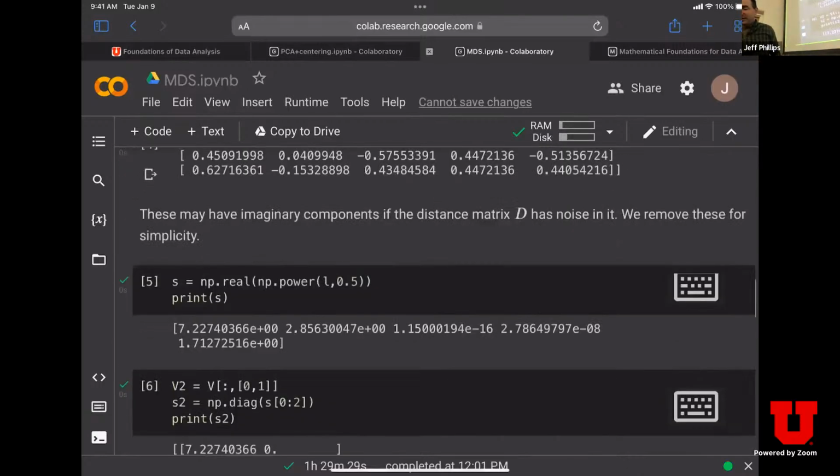So let me trim the real. I'm going to take the square root. So I'm taking it to the power 0.5, and then I'm taking the real part. Okay, so now I have real values after I've done the square root. Otherwise, if we construct the matrix from A, you don't have to deal with imaginary stuff, but in MDS, you need to worry about it a little bit.